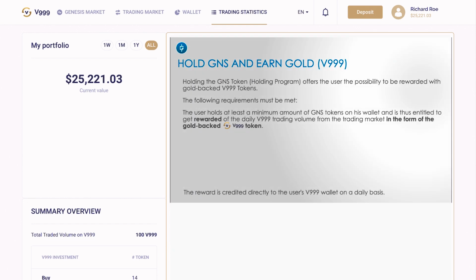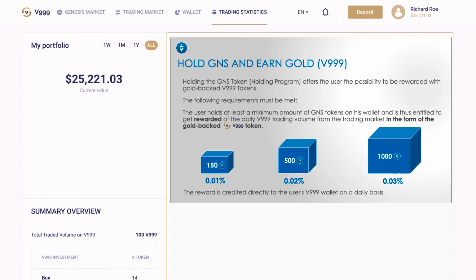And there is another benefit of the V999 platform where you can participate in the trading volume of the V999. Hold the GNS token in your platform wallet and earn an additional share of up to 0.03%. By holding the GNS token in your wallet, 0.01% is shared proportionally with all holders who have at least 150 GNS in their wallet. From 500 GNS tokens, 0.02%, and from 1,000 GNS tokens, 0.03%, as long as the tokens are in the wallet.